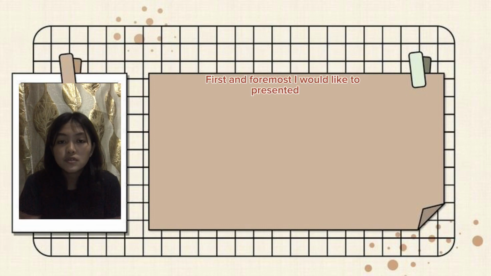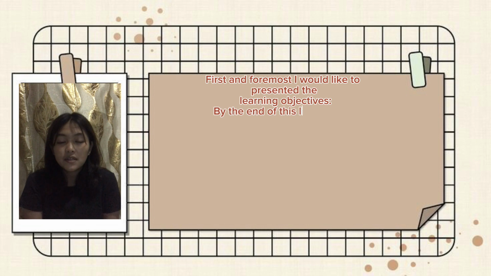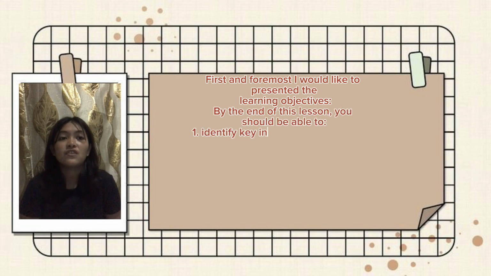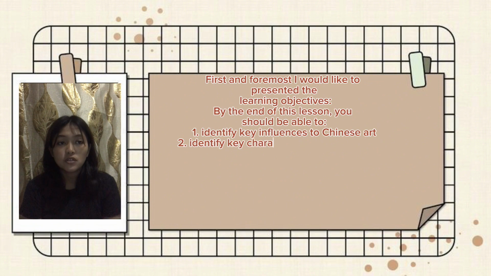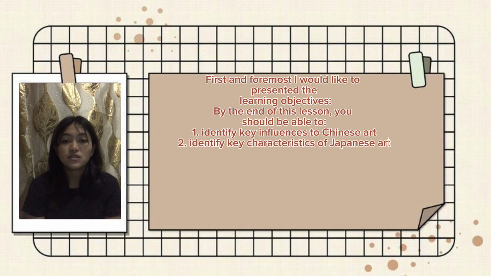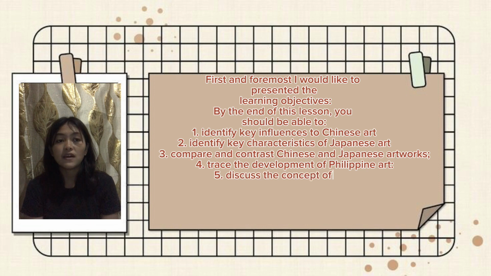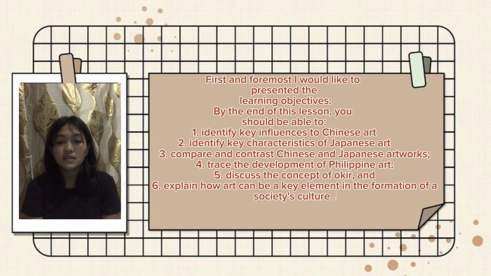First and foremost, I would like to present to you the learning objectives. At the end of the lesson, you should be able to: first, identify the key influences to Chinese art; second, identify key characteristics of Japanese art; third, compare and contrast Chinese and Japanese artworks; fourth, trace the development of Philippine art; fifth, discuss the concept of figure; and lastly, explain how art can be a key element in the formation of a society's culture.